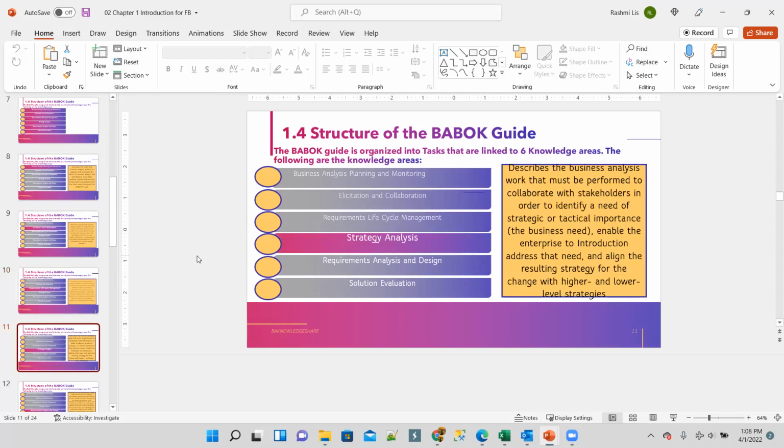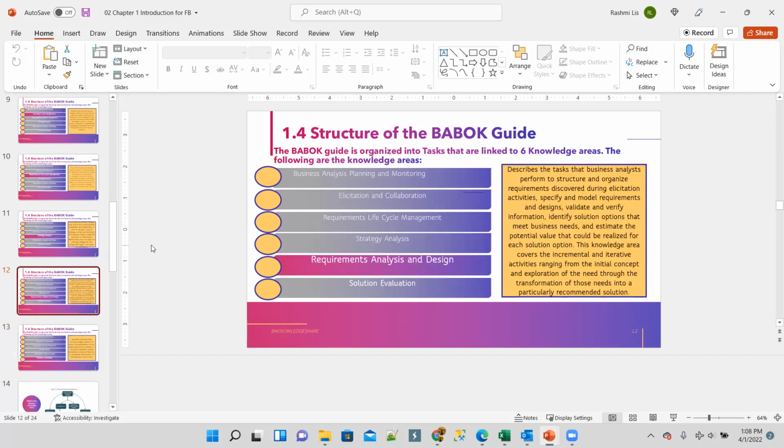Strategy analysis describes the BA work that must be performed to collaborate with stakeholders in order to identify a need of strategic or tactical importance. So really it goes from understanding current state, future state, what are the risks involved in going from current to future state, and what should that change strategy look like?